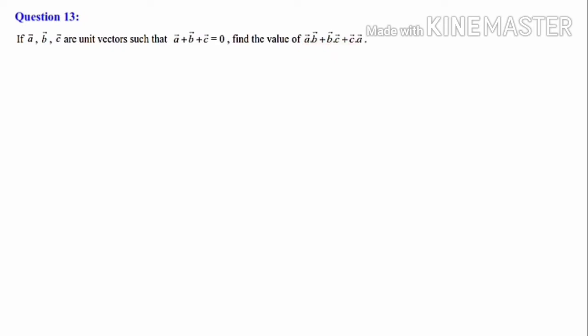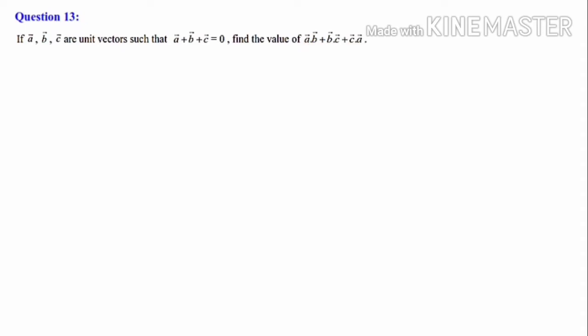So, we have already learned an algebraic expression, that is, (A plus B plus C) the whole square expansion contains this term. (A plus B plus C) the whole square is A square plus B square plus C square plus 2AB plus 2BC plus 2CA. Here, if you take 2 common, this term will come: AB plus BC plus CA. Only thing is that we have to use vector notation.